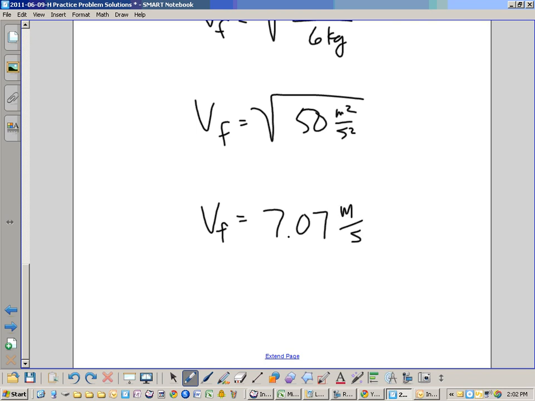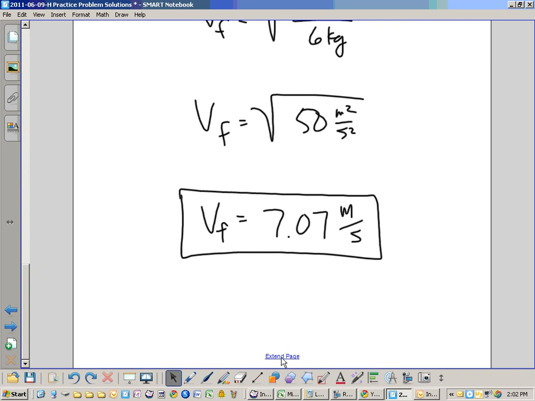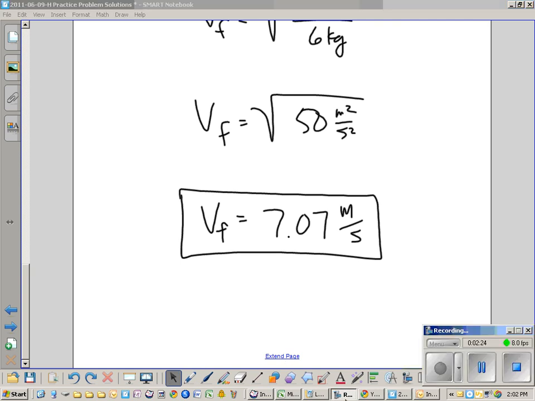But anyway, that is right. That's 10 times the cosine of 45, right? I just saw what you were talking about. All right, that's it. 7.07.